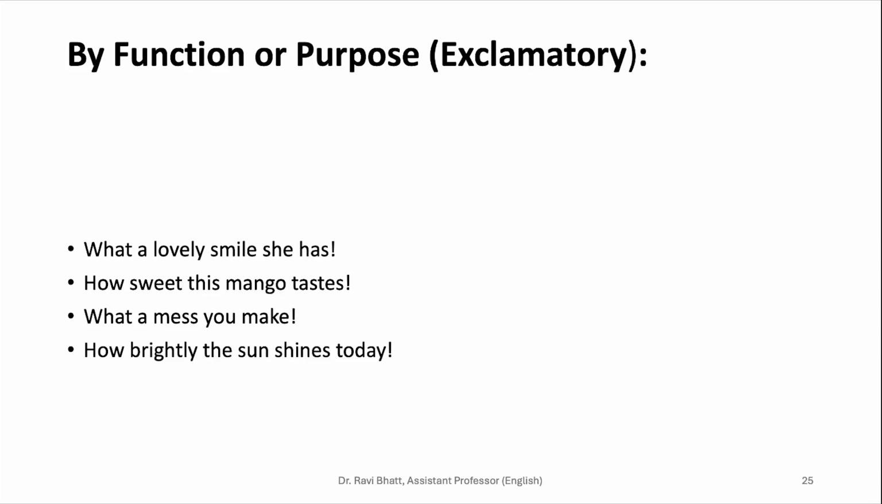So now this, how sweet this mango tastes, is not an interrogative sentence, rather it is an exclamatory sentence. Okay, this is where your understanding must come. However, had I said, how sweet is this mango, followed by a question mark, that would make it an interrogative sentence. However, when I say, how sweet this mango tastes, followed by an exclamation mark, it would be an exclamatory sentence. Okay. What a mess you make. And how brightly the sun shines today. So, all these, though they start with WH or with how, are not interrogative sentences, they are all exclamatory sentences.